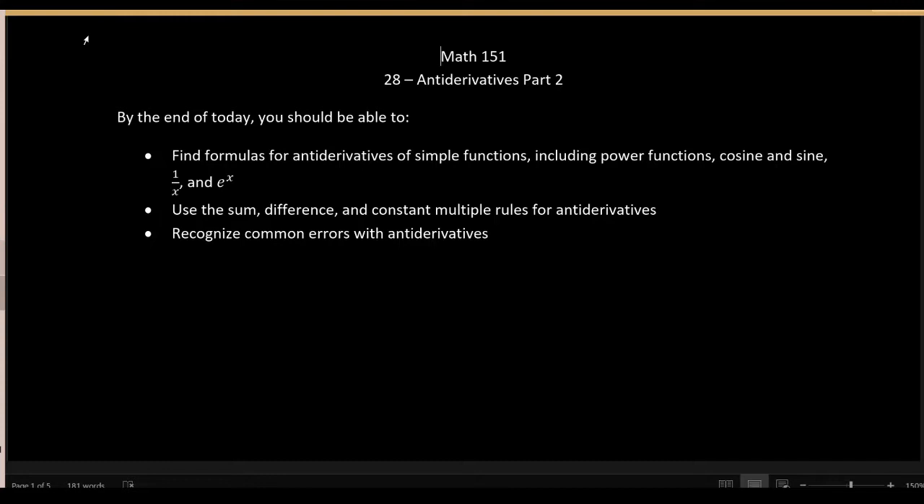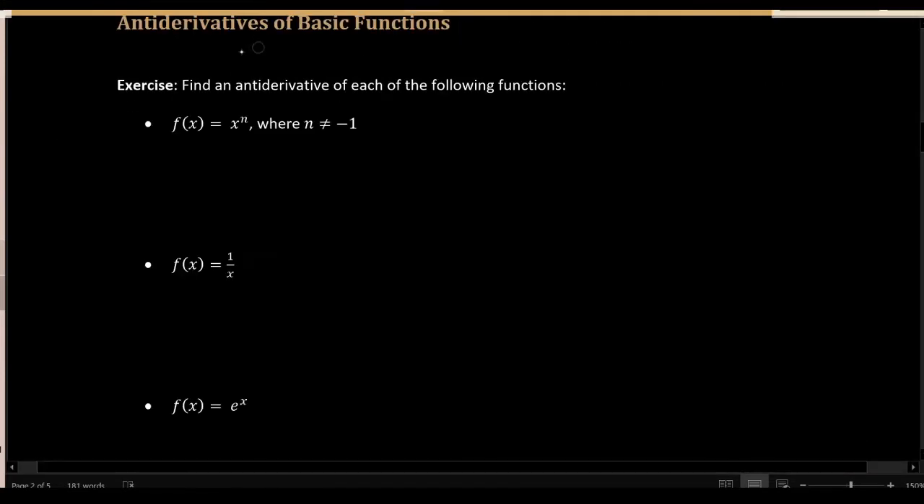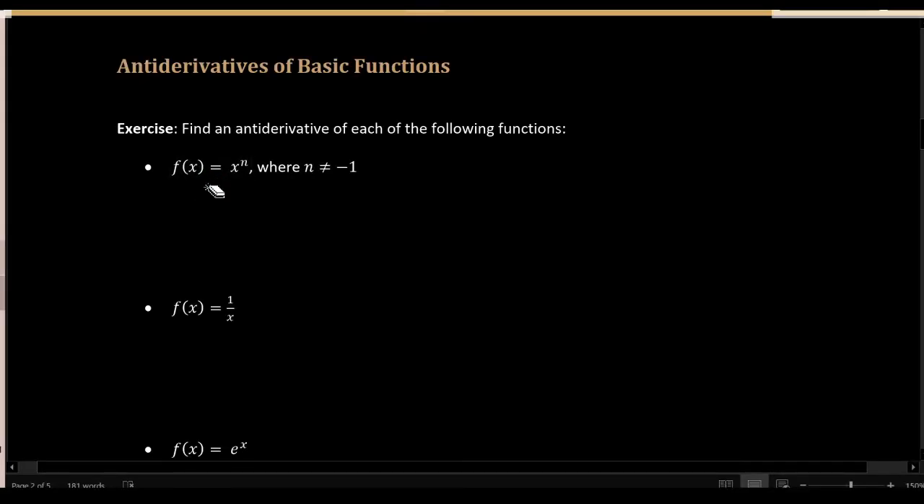And then we'll have a look at some common errors that can occur when students are working with antiderivatives for the first time. Yesterday, we established several important facts. In particular, we established that if you're taking the antiderivative of x to the n, where n was not equal to -1, then the antiderivative of that function could be found by increasing the power first, and then dividing by the increased power.